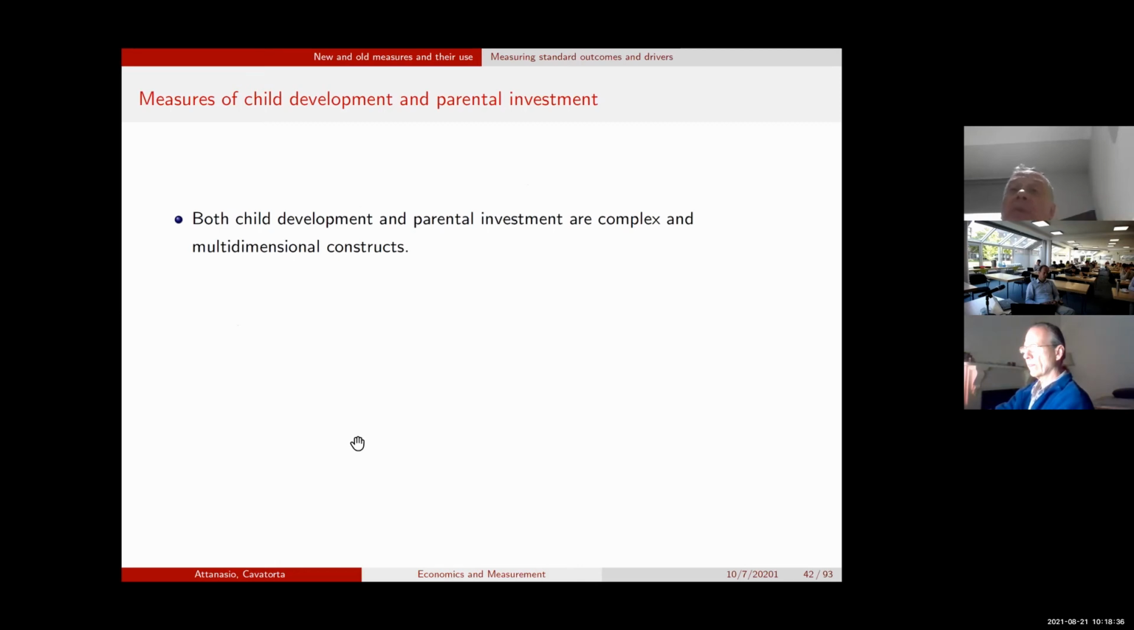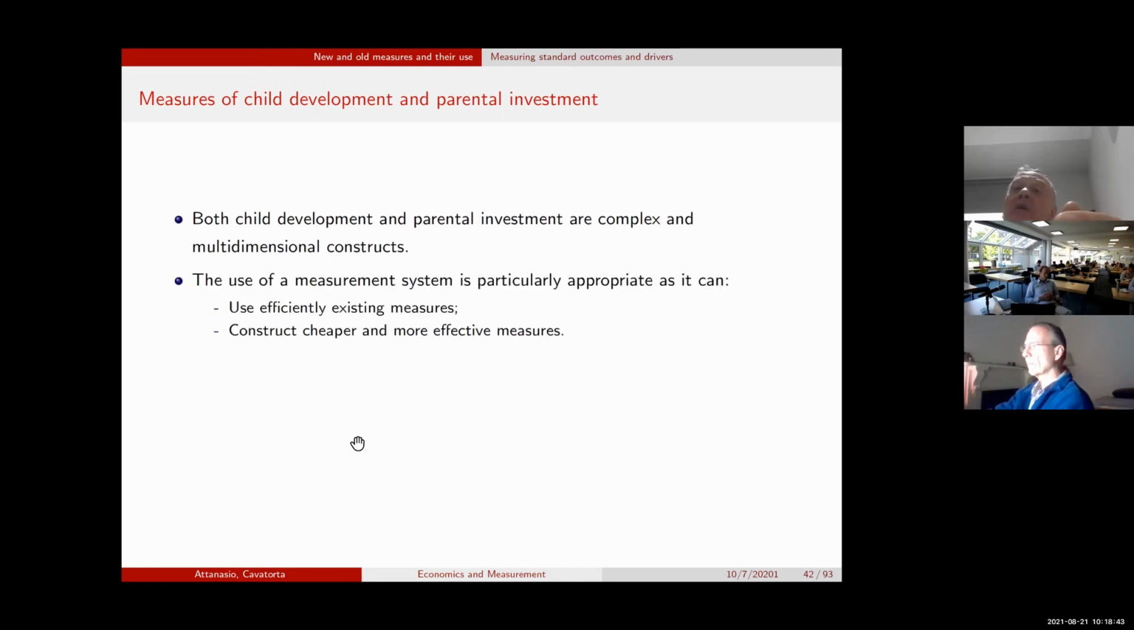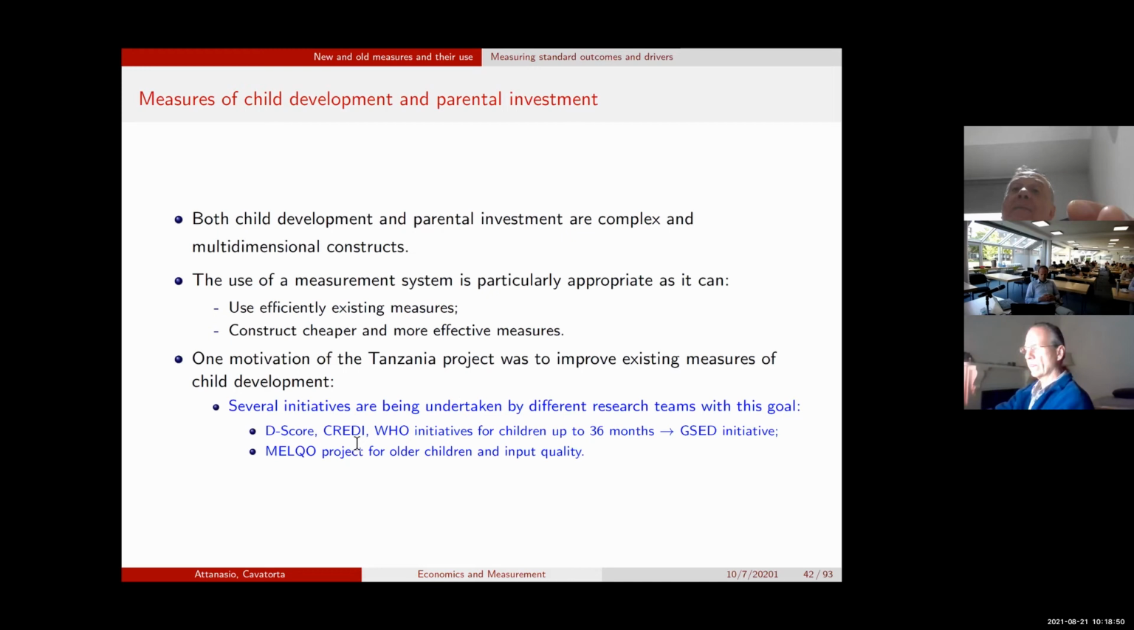So we know that, by now, I repeat a number of times that child development and parental investment are complex, multidimensional constructs. And so this is a good case for using measurement systems to aggregate and even to construct cheaper and more effective measures. Actually, there are now a number of efforts being made to construct scalable measures.